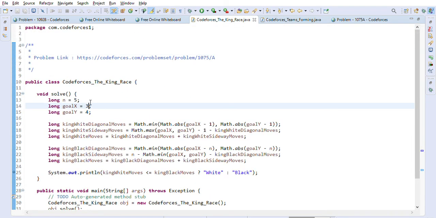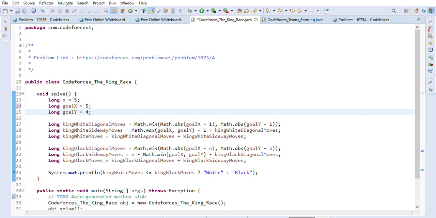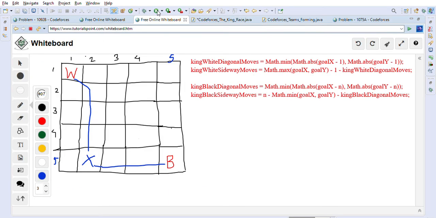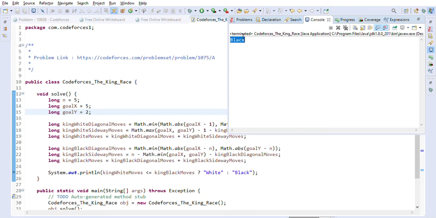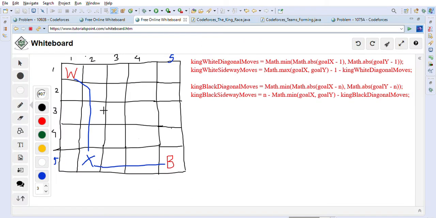So 5 comma 2, sorry, 5 comma 2 is the target cell. So let's execute this. As you can see, black king is the winner, which is correct, what we have seen, because black king can reach there in 3 moves. White king will take 4 moves to reach here.